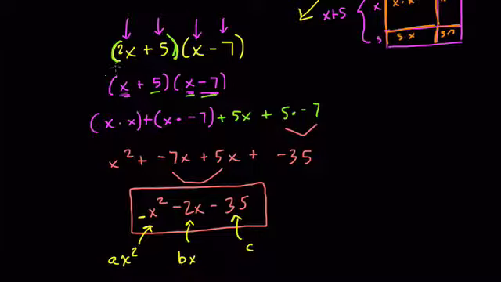And if it's just x and x, you'll know the only number here would always be 1, which we don't typically write. We just write x squared.